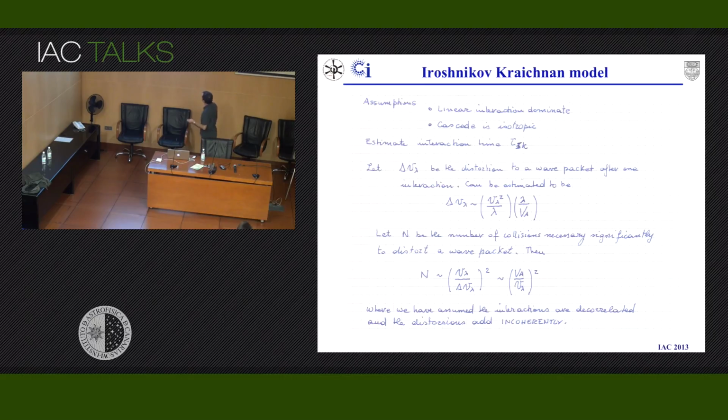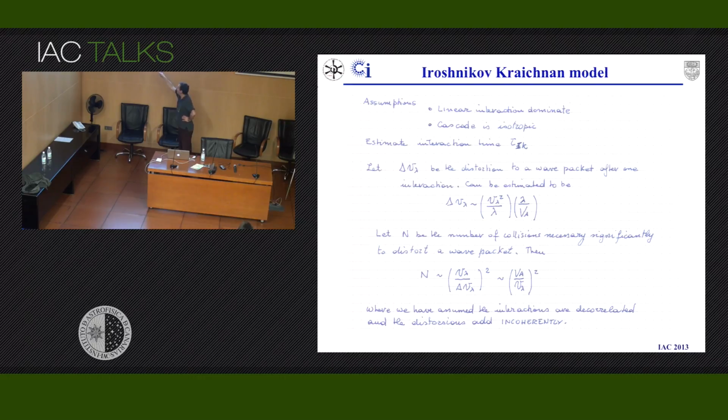So the Iroshnikov-Kraichnan theory is a kind of weak turbulence theory, because it assumes that in a wave packet, the distortion is kind of small. All right? So the typical distortion would be v squared over lambda, because you have a term which is like v dot grad v. So it's two v's and a 1 over lambda. But they decreased it by the time it takes for these things to go through each other, which is very, very short. So they don't interact for very long. So in one collision, you don't really cascade an awful lot of energy. You need lots of these collisions.